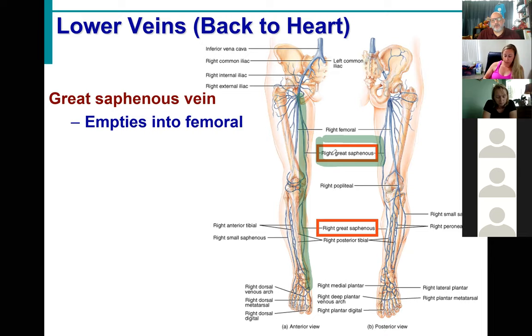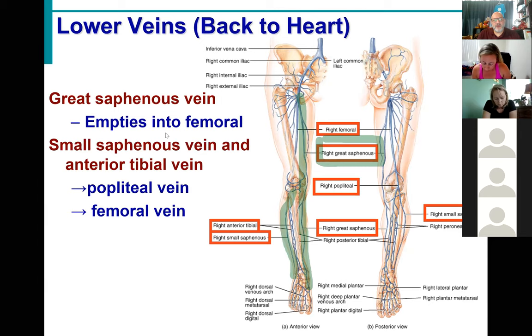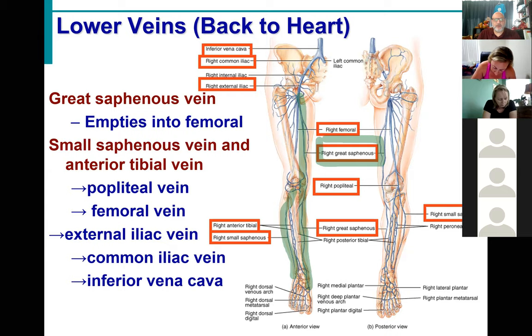And anytime we have a great something, we are going to have a lesser something as well. So over here on the lateral, or a small in this case, we have a small saphenous vein that basically comes up and feeds into the popliteal on the lateral aspect. So we have those two. But other than that, like I said, for the most part, we have nice symmetry all the way back up to the inferior vena cava, the same way with the arteries.